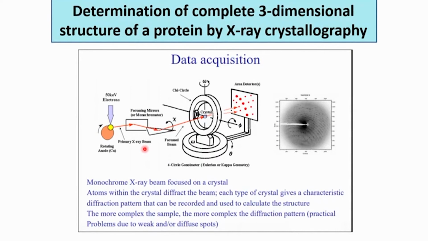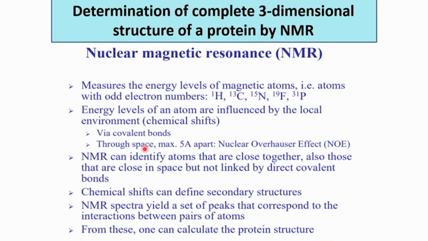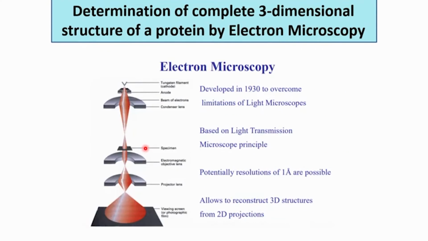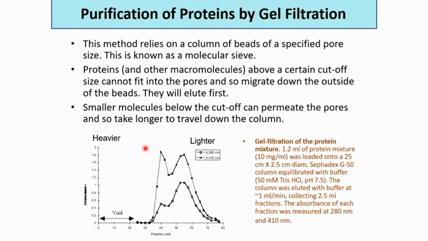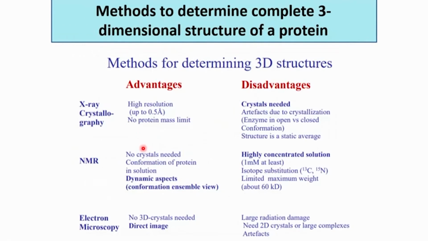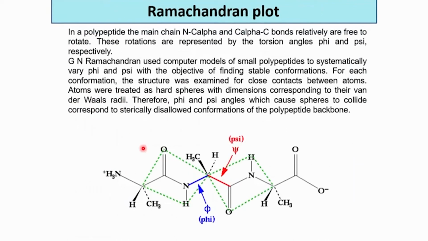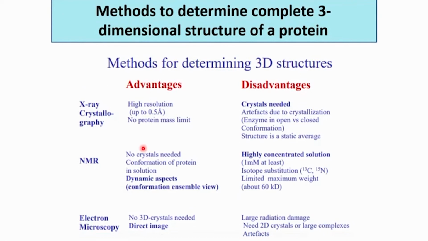Now, there are different techniques to determine the 3D structure of proteins. The best way is X-ray crystallography: if you can isolate a crystal of a protein, then that is the ultimate. Methods of determining the complete 3D structure are usually of three types. One is X-ray crystallography, that is the most reliable one.